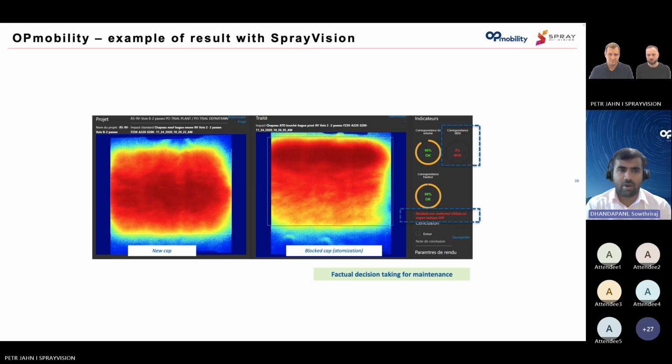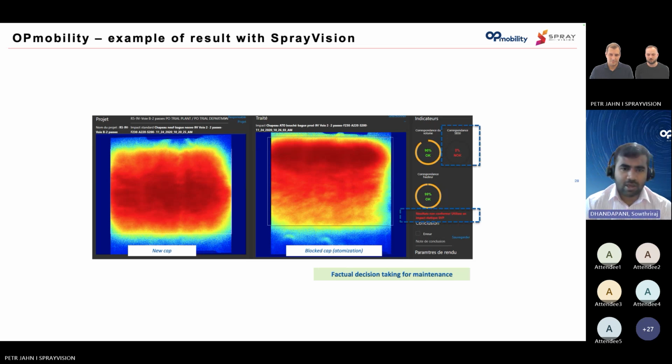So this kind of exercise we have done to see if we can be confident in the results from SprayCapture. And at the moment we see it is helping us in our plant to be, I would say, more confident in taking the decision if I run the production or I stop, and so on.